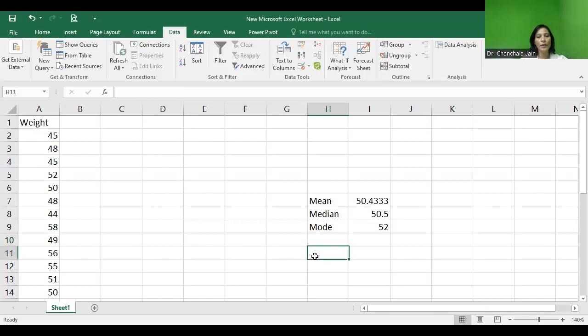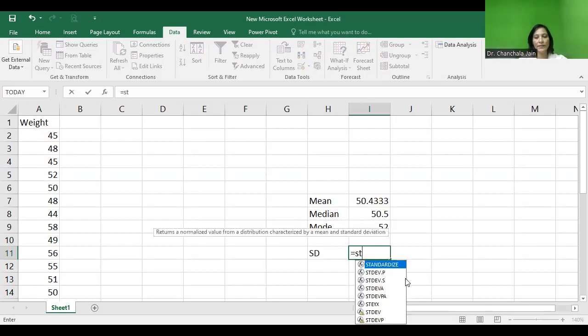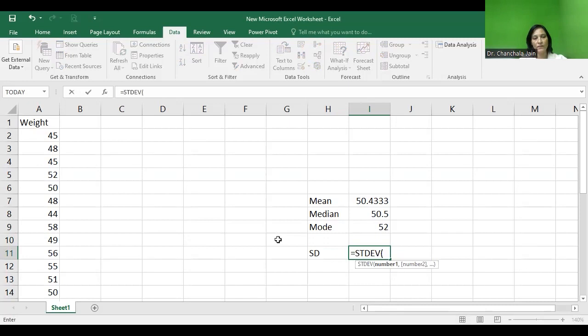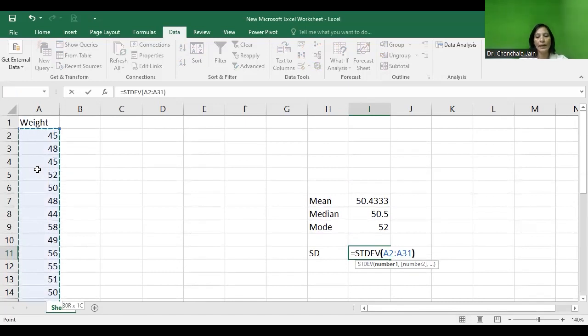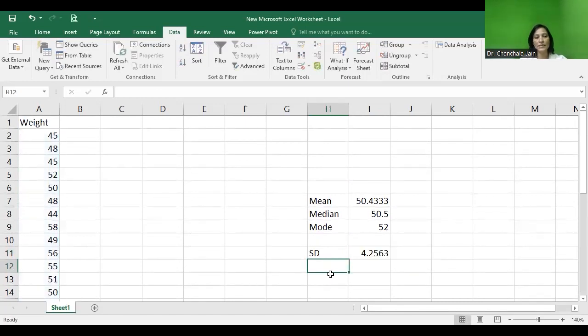Further talking about measures of dispersion. So for example, I want to find the standard deviation. So I am typing the equal sign and writing STD, and we can find the STDEV function is available. Again, we can give the range of the data. We can close the bracket and press enter. So this is giving us the standard deviation of the weight.